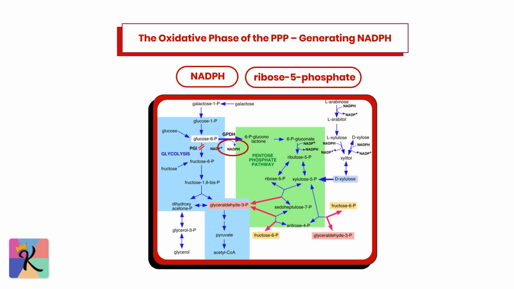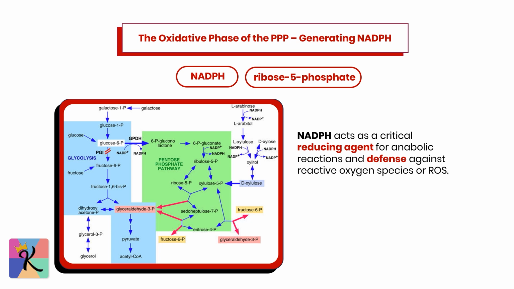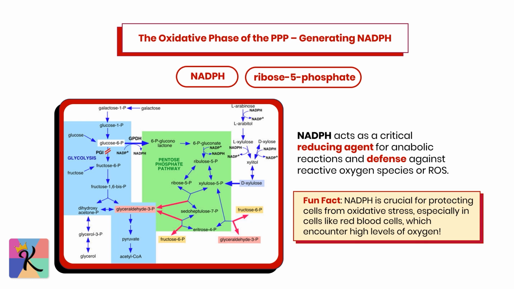Here, NADPH is generated, acting as a critical reducing agent for anabolic reactions and defense against reactive oxygen species, or ROS. Fun fact, NADPH is crucial for protecting cells from oxidative stress, especially in cells like red blood cells, which encounter high levels of oxygen.